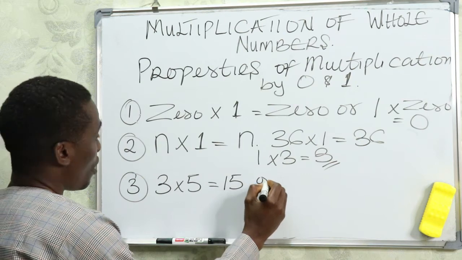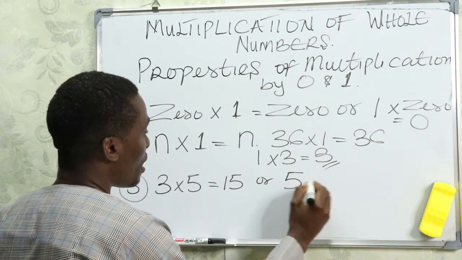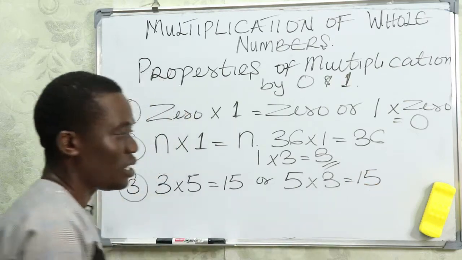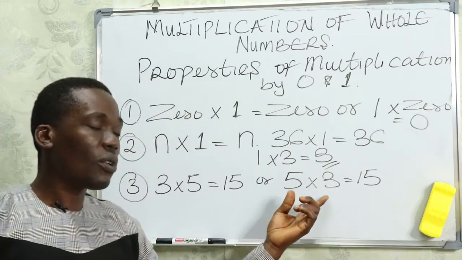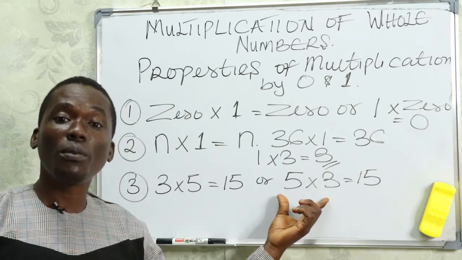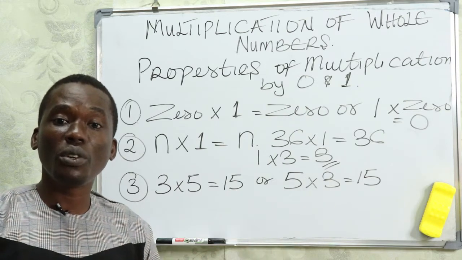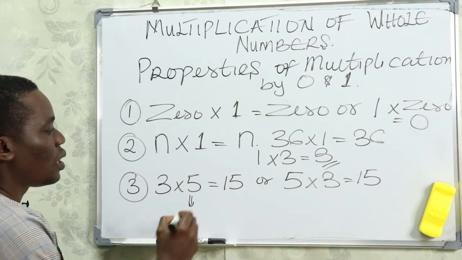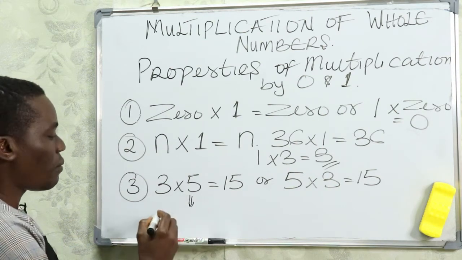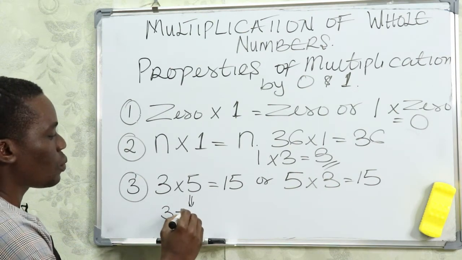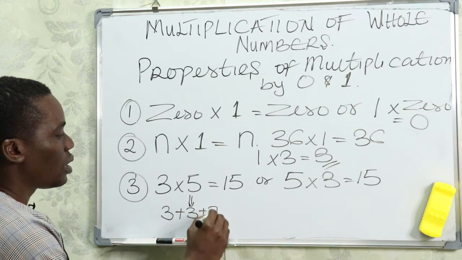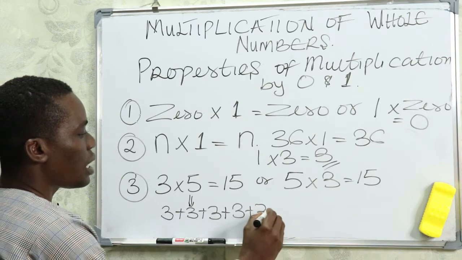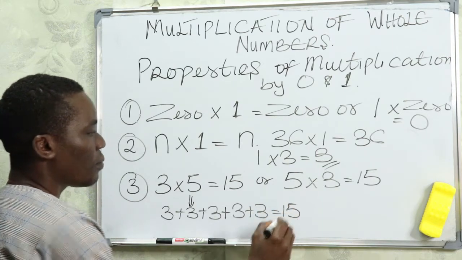3 times 5 will give us 15. If I still go ahead to say 5 times 3, I'll still get 15. So you see, whether 5 comes before 3 or 3 comes before 5, it does not matter. 3 times 5 means writing 3 into 5 places. That is 3 plus 3 plus 3 plus 3 plus 3. And that will give you 15.